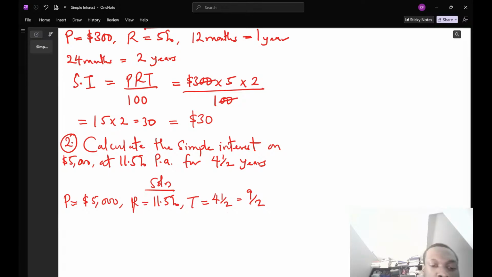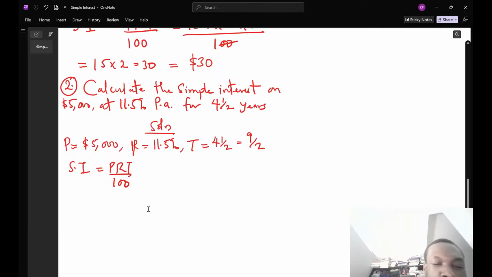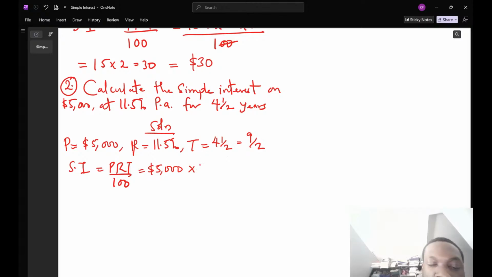So we know that SI is equal to PRT over 100. The principal is 5,000, times the interest rate, 11.5%, and the time is 9 over 2, so 9 over 2 over 100. In order to avoid any confusion, whenever I have a fraction in the numerator, I multiply the denominator of that fraction with the denominator of the whole entire fraction, because we can call this an entire fraction.